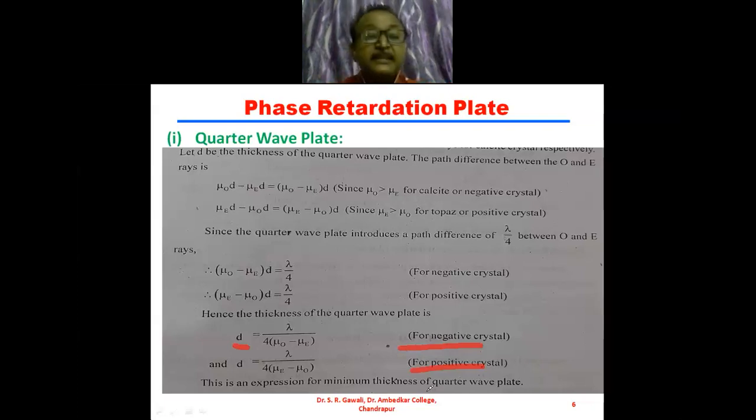So many times this derivation has been asked in the examination, or a problem may also be asked on this formula, that D is equal to lambda upon 4. Why is it called the quarter wave plate? Because one fourth of the wavelength is there, and therefore it is called the quarter wave plate.